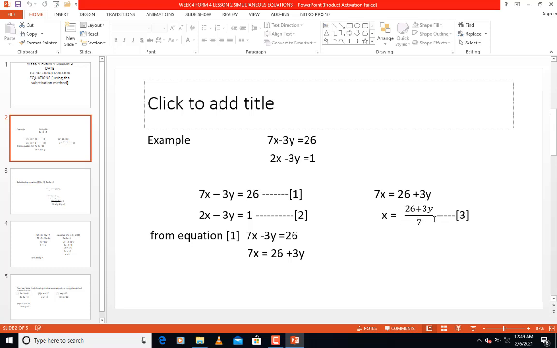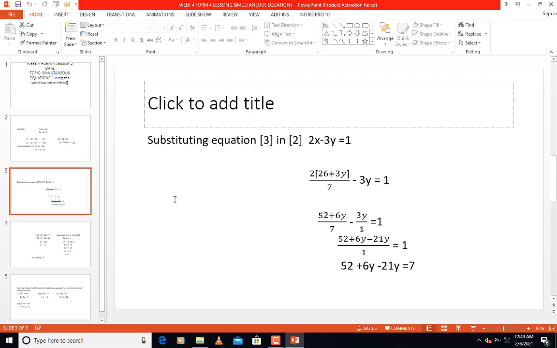You can see this now becomes your equation 3. Right? You move on now. Since you have used equation 1, now you substitute your equation 3 in equation 2: 2x minus 3y is equal to 1. That is equation 2. Substitute your value of x, which was (26 plus 3y) over 7.